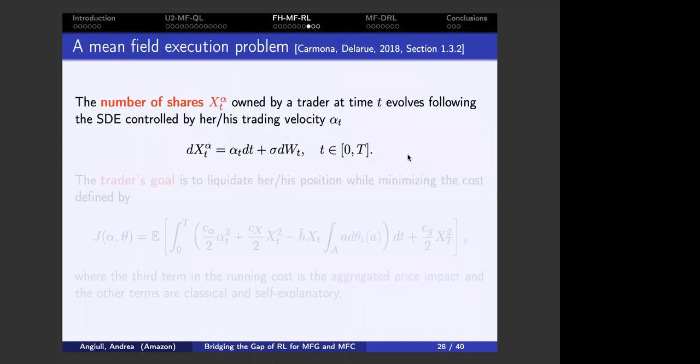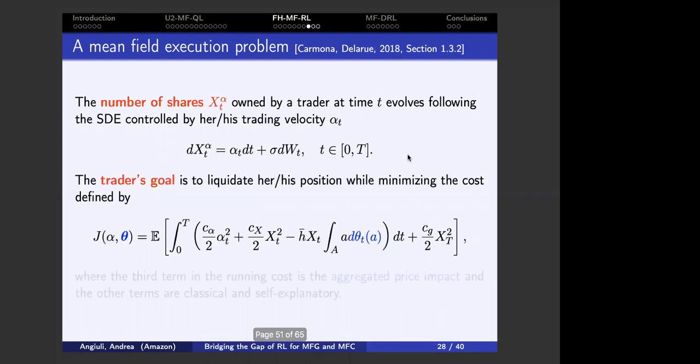So the second example we analyzed was a mean field execution problem, where the process X_t is modeling the number of shares of the representative trader. In particular, in this problem, the goal of the traders is to liquidate their position by a final time, capital T. So we have the cost function for each trader that depends on the control alpha and also on the law of the actions theta.